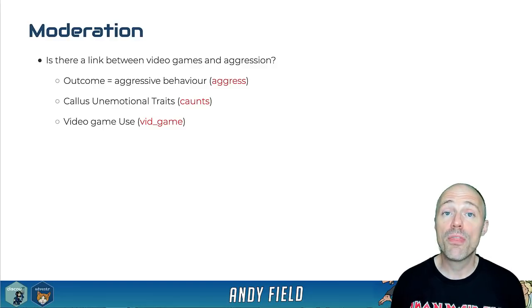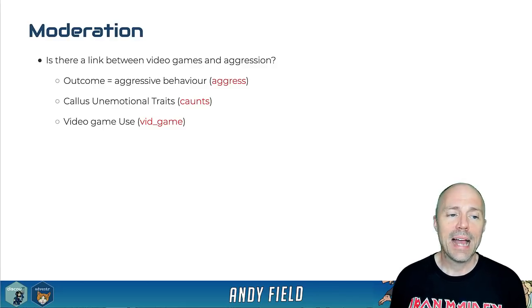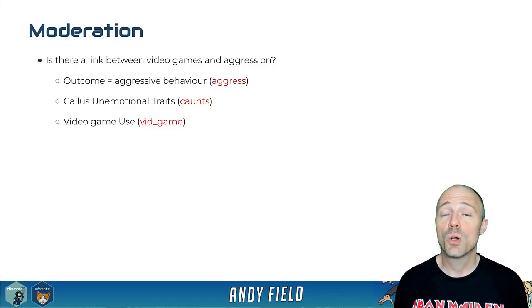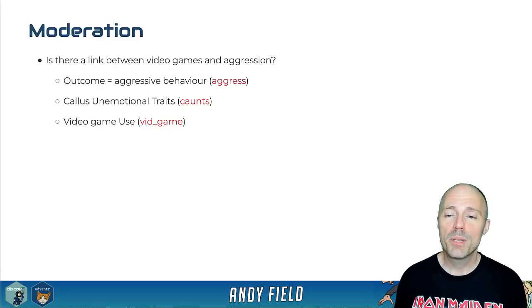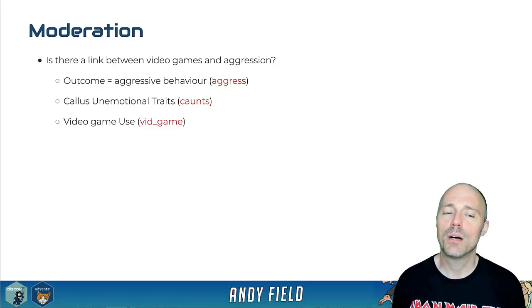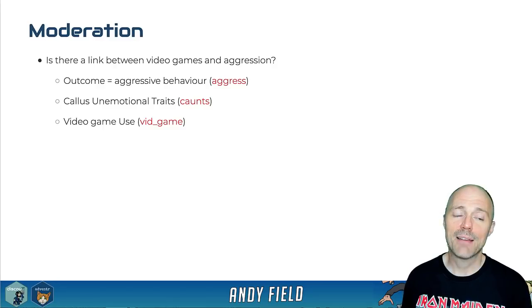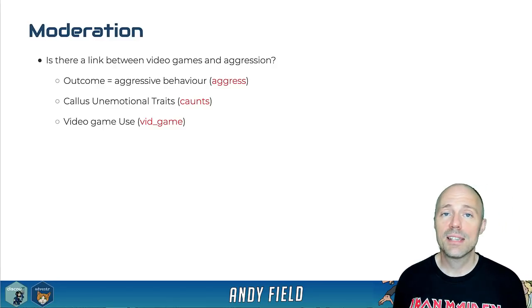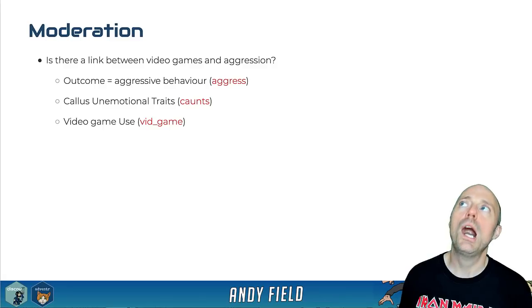So your outcome measure, the thing you're interested in predicting, is aggressive behavior, which I've called aggress in this data set. And you're trying to predict that from video game use, to say how many hours per week someone plays video games. But you might also be interested in personality characteristics that might influence this relationship. For example, there's a personality characteristic known as having callous unemotional traits. Some people believe it's a precursor to psychopathy, psychopathic behavior. It's basically characterized by a lack of empathy and a callous use of other people for your own gain.